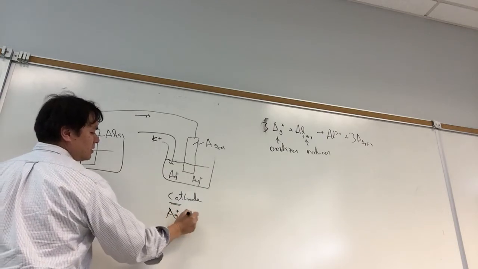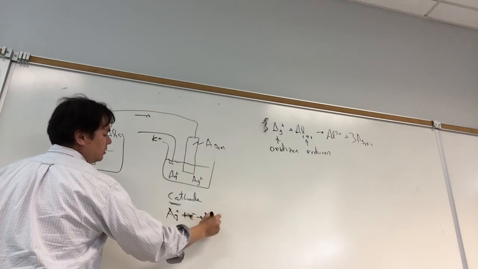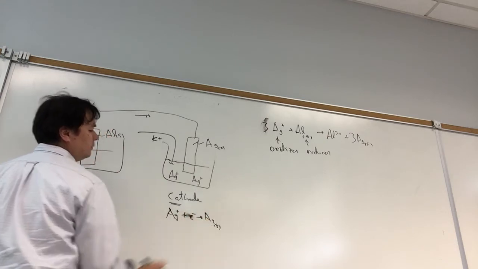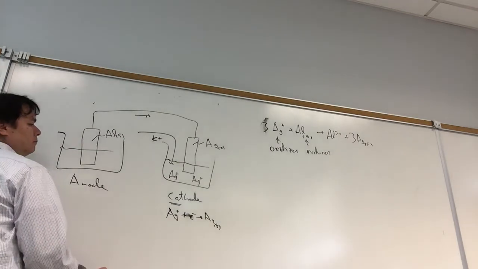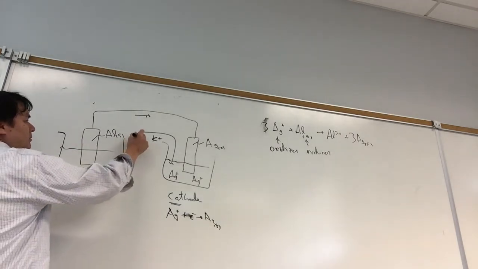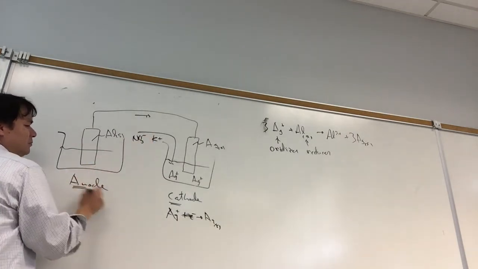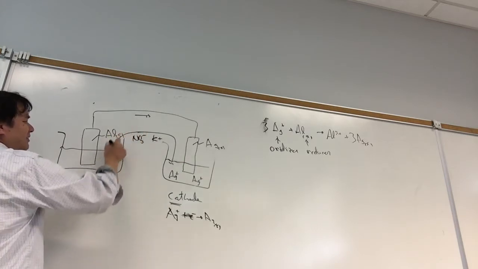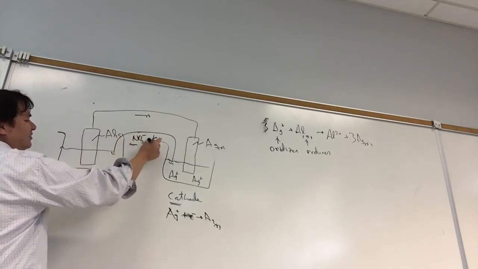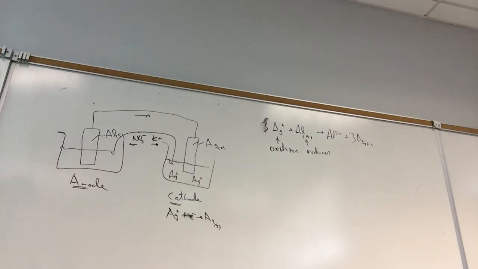We get silver ions plus an electron goes to silver solid. Right? Anions go to the anode. That's where the name comes from, cathode and anode. So for example, if our salt bridge was NaOH, then the Na would go to the cathode and the OH would go to the anode. All right, and then you'd finish the rest of the problem.